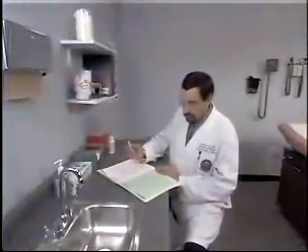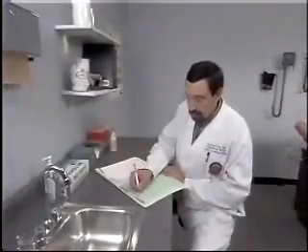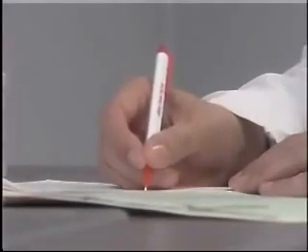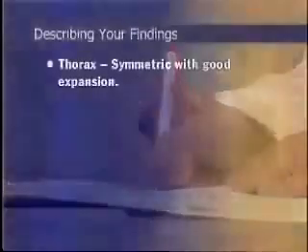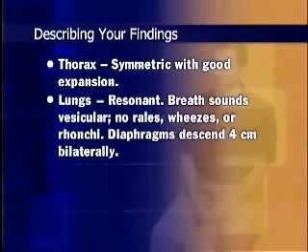A clear, well-organized clinical record, employing language that is neutral, professional, and succinct, is one of the most important adjuncts to patient care. For a healthy patient, your write-up might include a combination of language and charting. For example, thorax is symmetric with good expansion. Lungs resonant. Breath sounds vesicular, no rales, wheezes, or rhonchi.